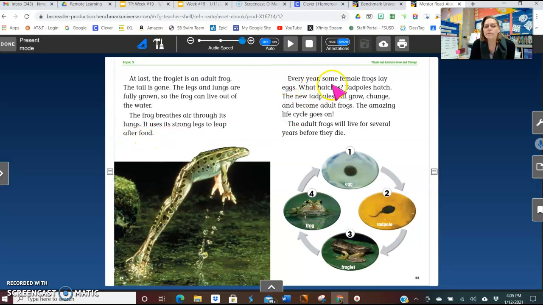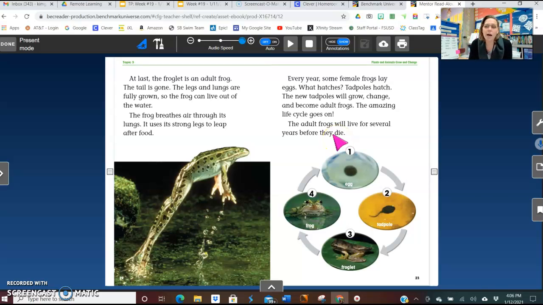Every year, some female frogs lay eggs. What hatches? Tadpoles hatch. The new tadpoles will grow, change, and become adult frogs. The amazing life cycle goes on. The adult frogs will live for several years before they die.